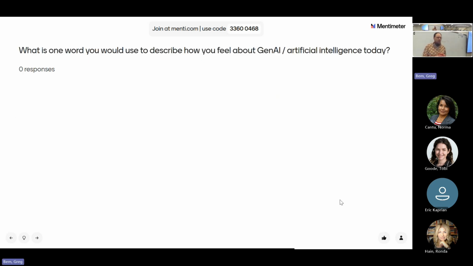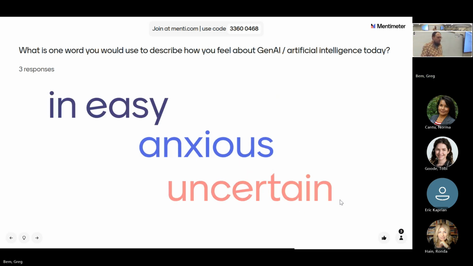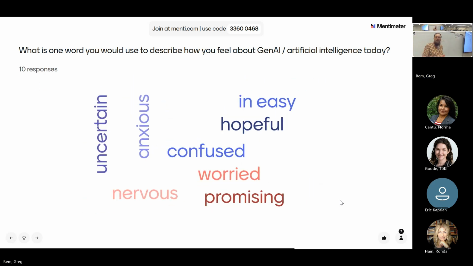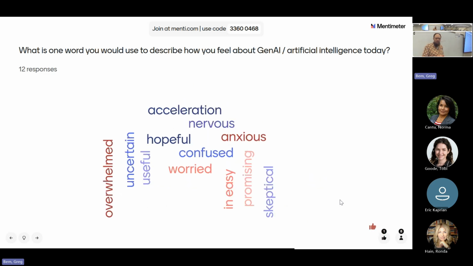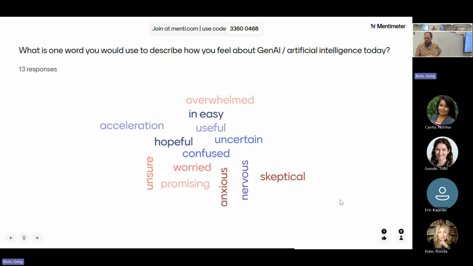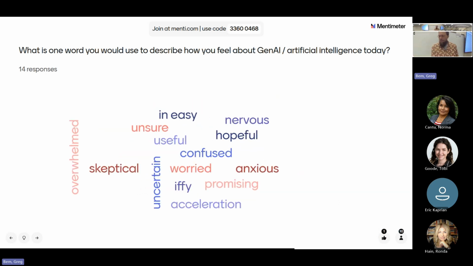And what's one word you would use to describe how you feel about Gen AI or artificial intelligence today? Could be any word. Could be your favorite word. Anxious. Yes. I think because I grew up in the generation where computers were just being introduced, I'm a little bit hesitant in trusting all this artificial intelligence. I don't think you're alone. I think there are a lot of people that are in the same boat. I, on occasion, am in the same boat.